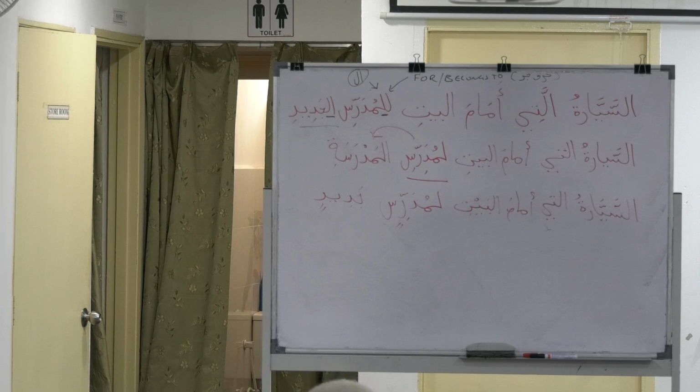Sibawayh. In English, you can try S-I-B, Siba, S-I-B-A. Let me check. He's an Arab. No, he's a non-Arab. It's S-I-B-A-W-A-Y-H.